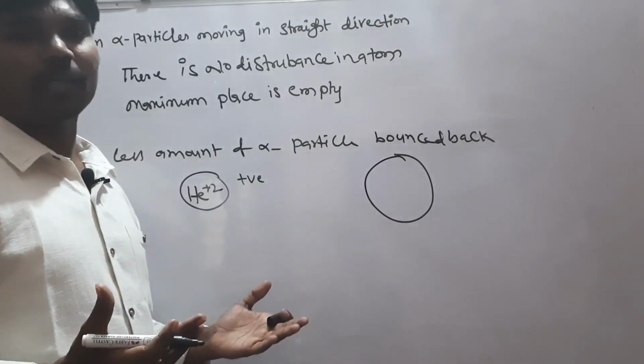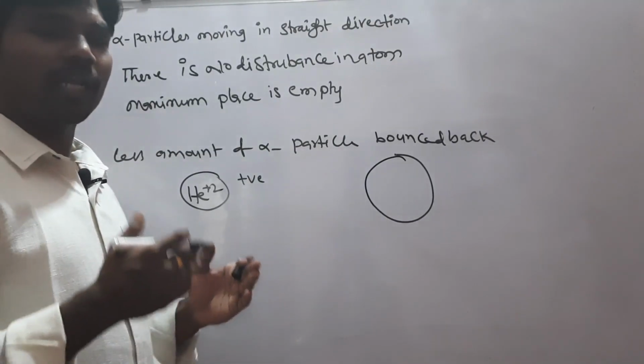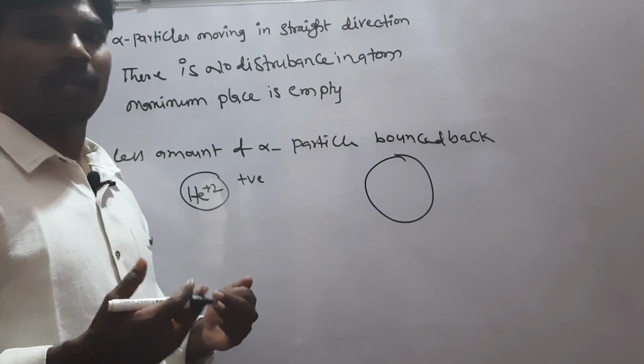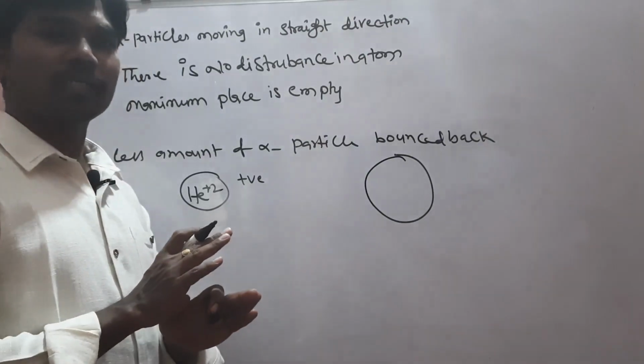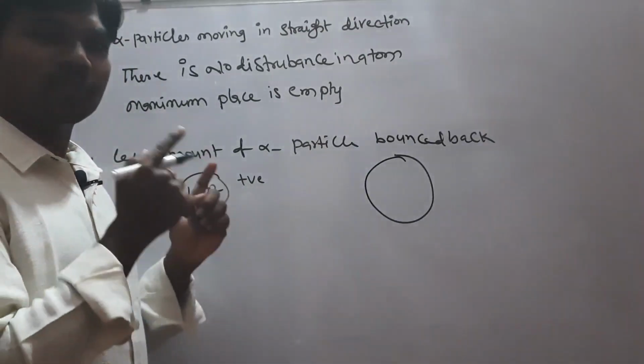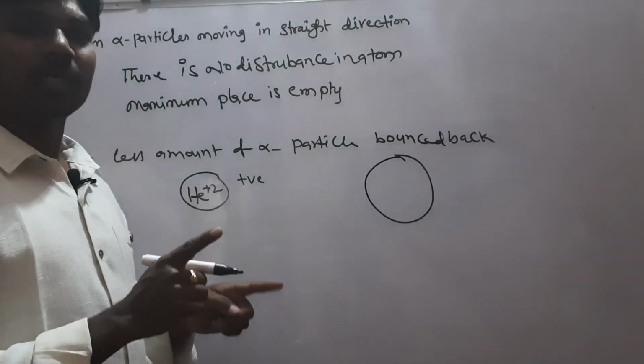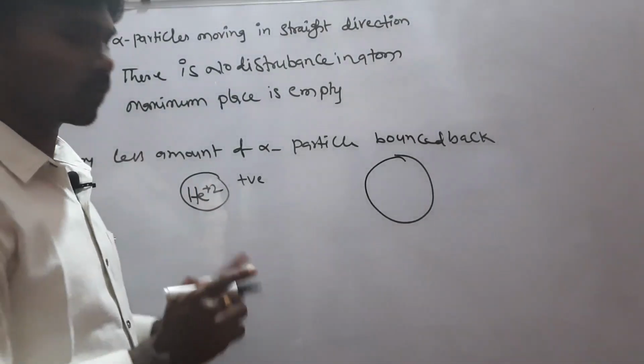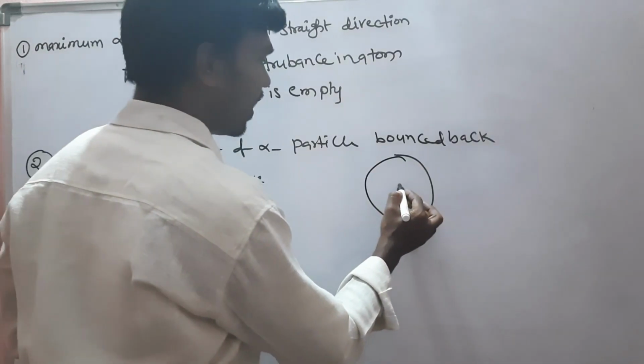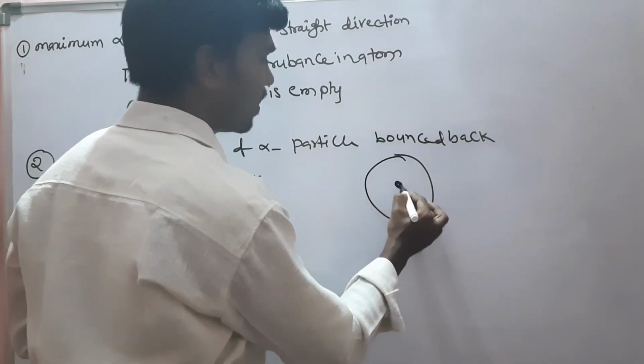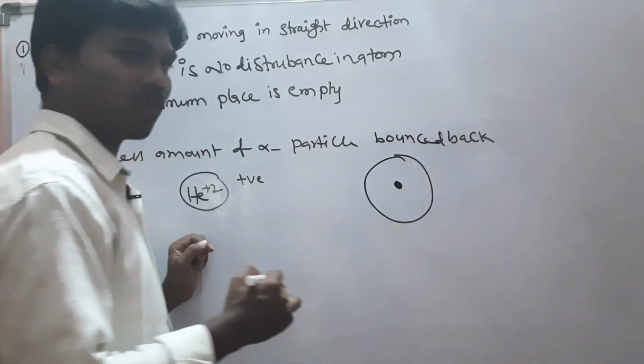But all alpha particles are not bounced back here. Only a very small amount of alpha particles bounce back. This means the positive charge is not distributed throughout the atom. Positive charge is there, but it is not distributed throughout the atom. So that positive charge is located in one particular place in an atom.